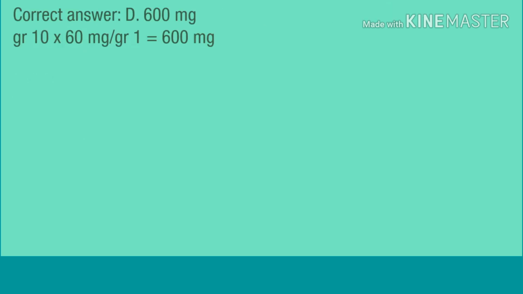Correct answer, D. 600 milligrams. Gr 10 × 60 milligrams/gr 1 equals 600 milligrams.